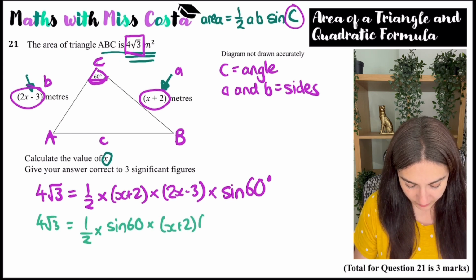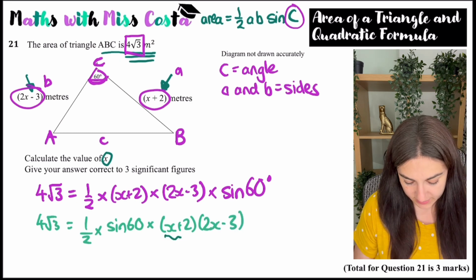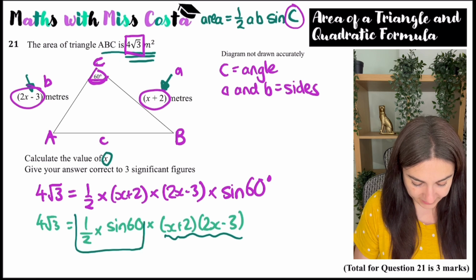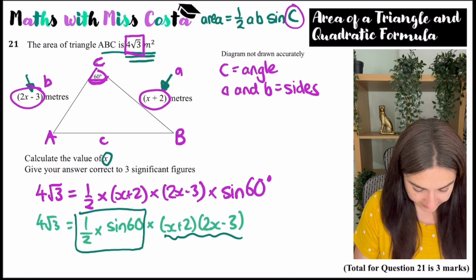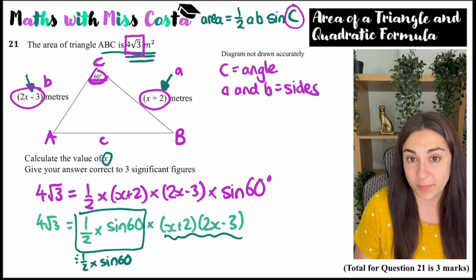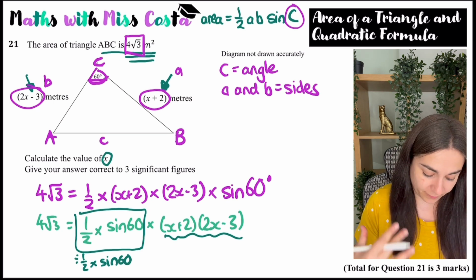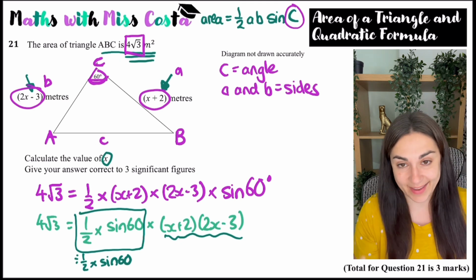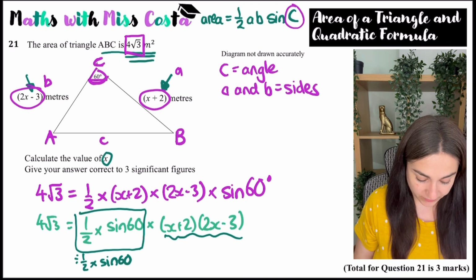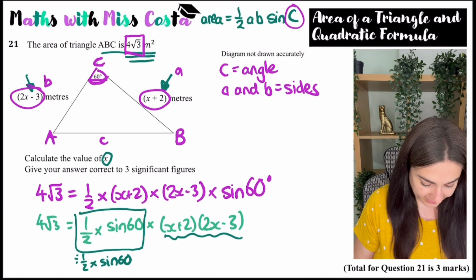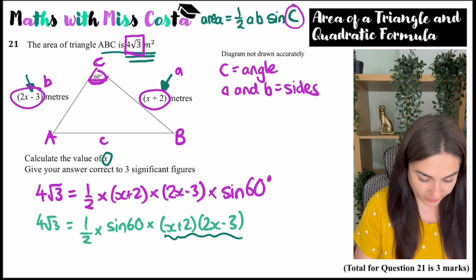x plus 2, brackets 2x minus 3. So this is the algebra over here, and this is the numbers. So what I can do is just divide both sides by a half times by sine 60. You can do it but step by step. So I could have done 4 root 3 divided by half and then divided by sine 60, or you could do it actually fine. Let's do it step by step just so that I don't confuse anyone.